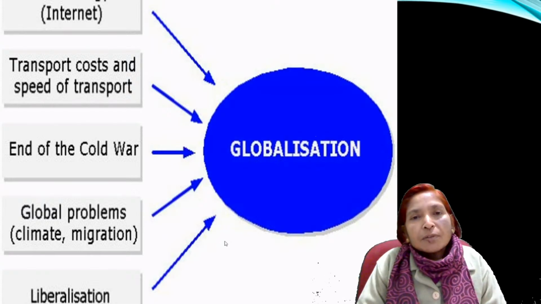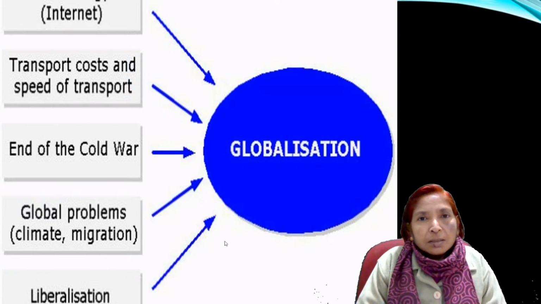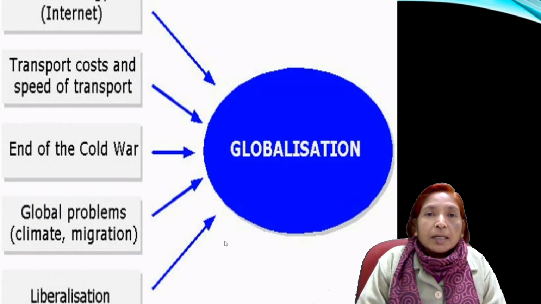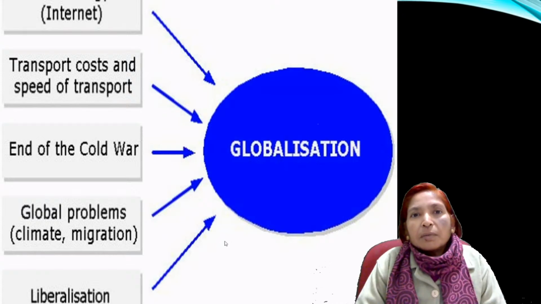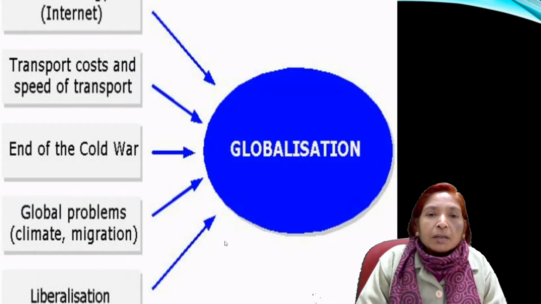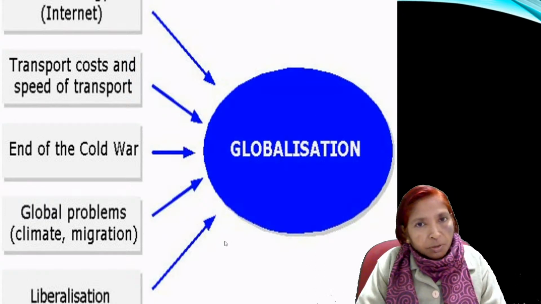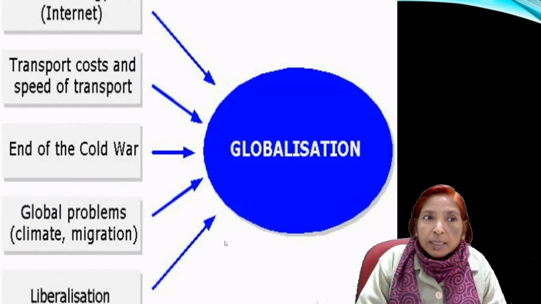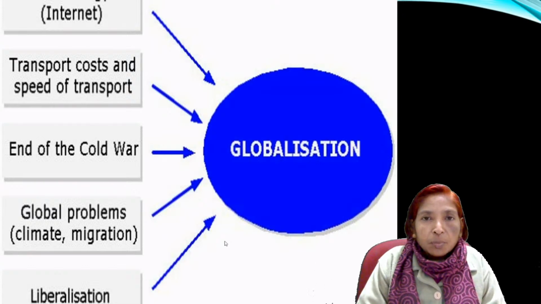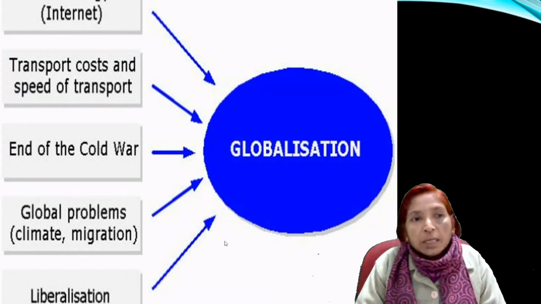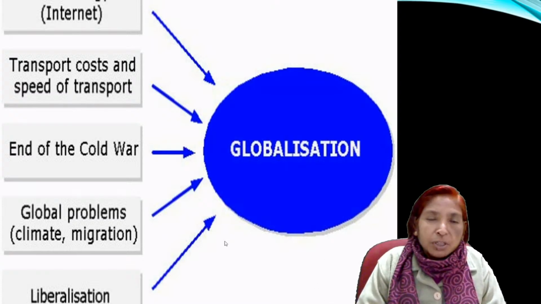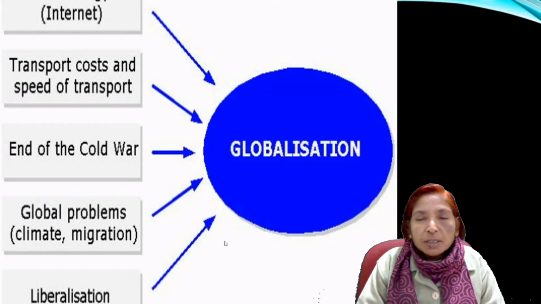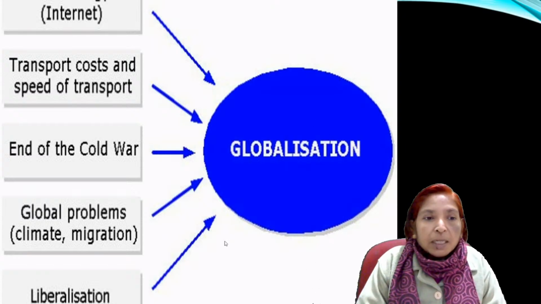So globalization has different aspects, like the internet. Through the internet we can be connected with each and every person, each and every country, with the help of this globalization process. It may decrease the transportation cost and increase the speed of transportation. We can increase this with the help of globalization, and it started mainly after the end of the Cold War in India.